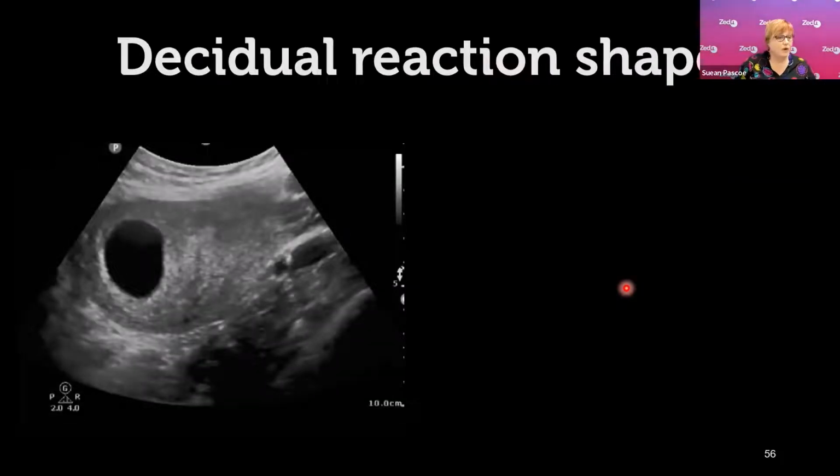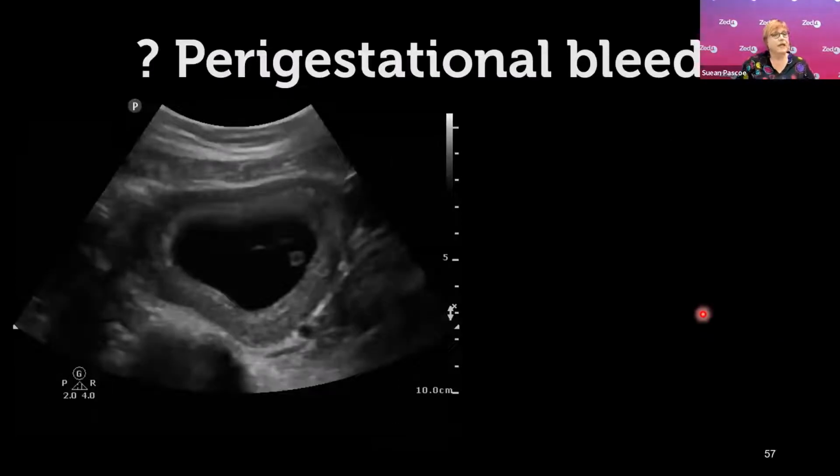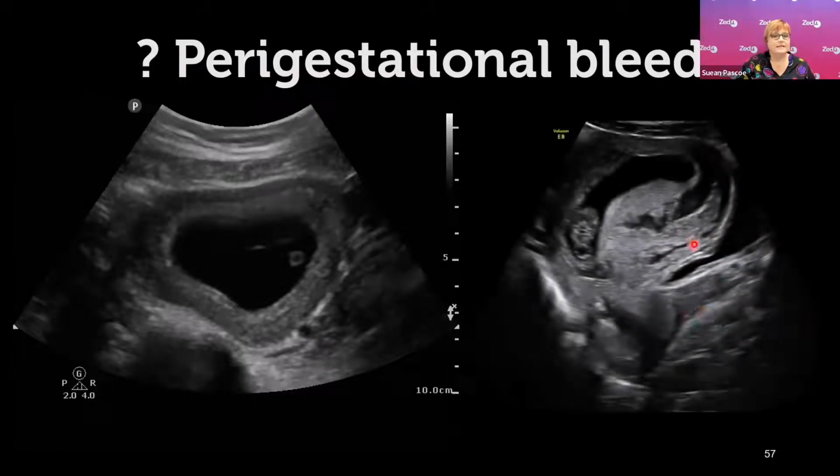We look at the decidual reaction. I want a smooth, round, nice and even, healthy looking gestational sac versus raggedy edges, deflated, disrupted decidua. And then we look for perigestational bleeding. So this example on the left is normal. And here's an example on the right. We have that curvilinear hypoechoic rim that conforms to the shape of the gestational sac.